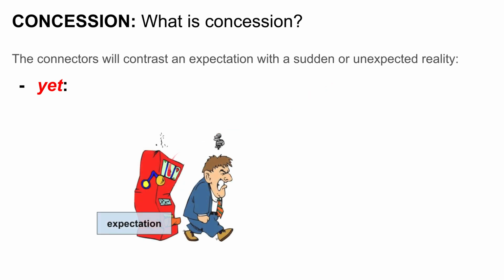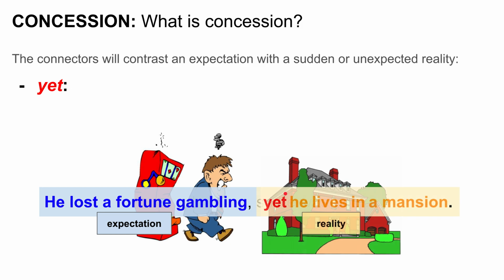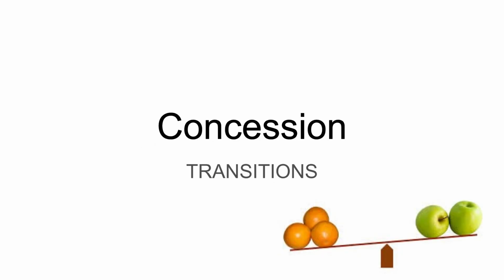So, for example, expectation: he lost a fortune gambling, so he was poor. We expect that if he loses a fortune gambling, then he should be poor. Yet, he lives in a mansion. So that is the reality. Our expectation, he should be poor. The reality, he lives in a mansion. And this is the way that the connectors we will be looking at today function. Okay, let's start with transitions of concession.